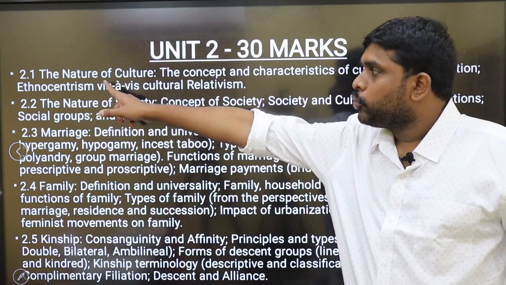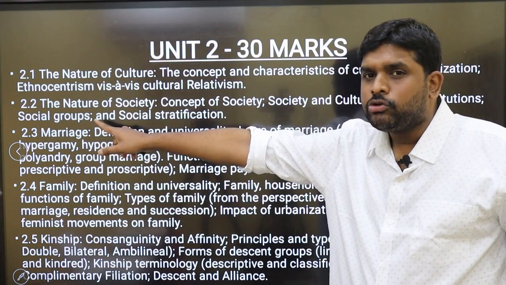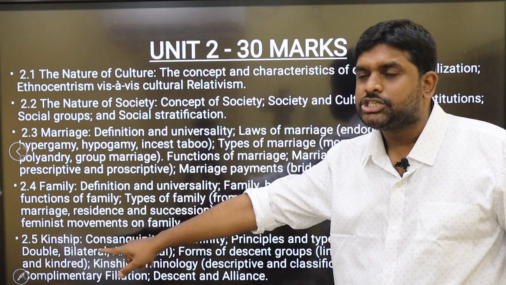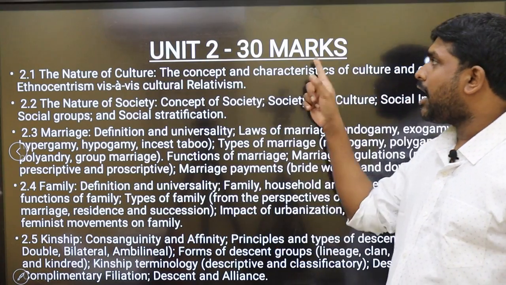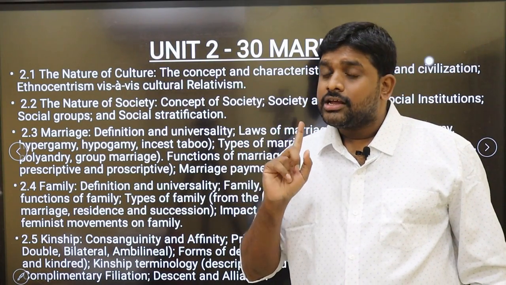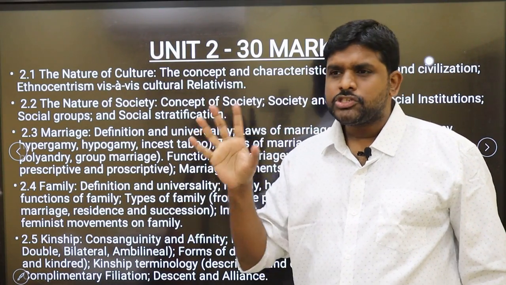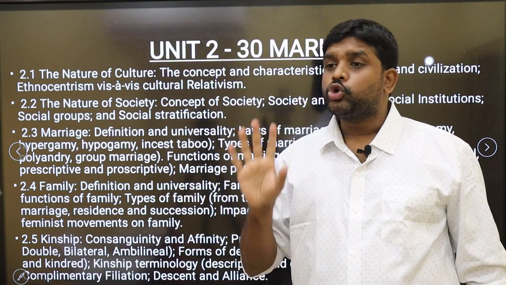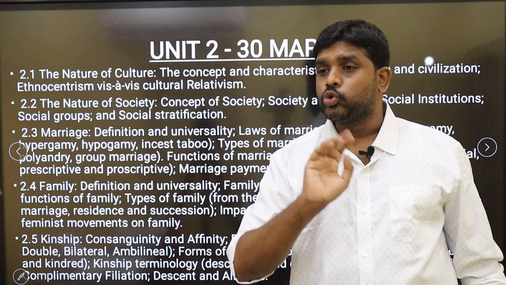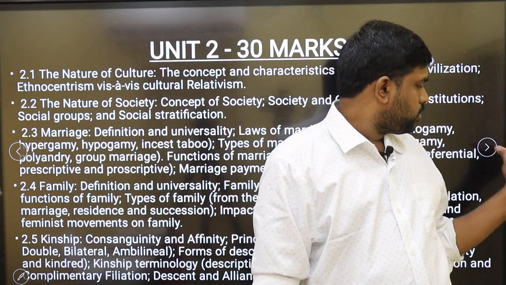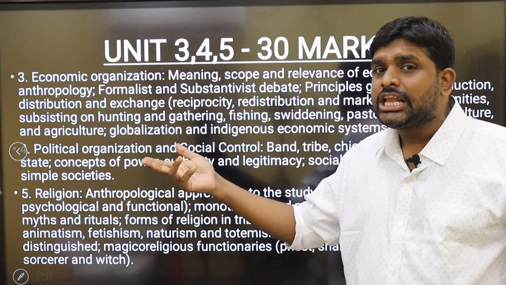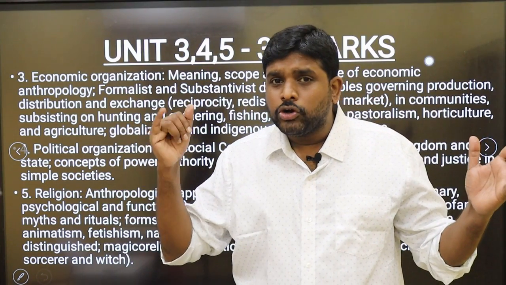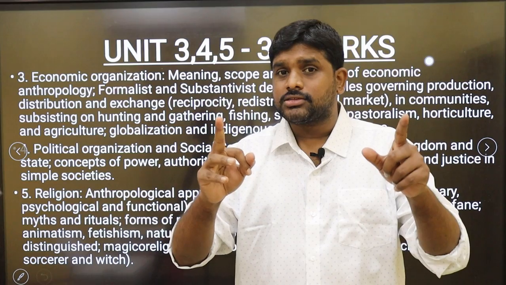Then unit number 2. Unit 2.1 is society, 2.2 is culture, 2.3 is marriage, 2.4 is family, 2.5 is kinship. These subunits of the second unit have 30 marks weightage. Simple. Just remember the examples, just have some diagrams. Socio-cultural anthropology, 30 marks, unit number 2. Unit number 3, rest of the socio-cultural anthropology, 3, 4, 5, 30 marks. Means socio-cultural anthropology module 2, 3, 4, 5 together, 60 marks.